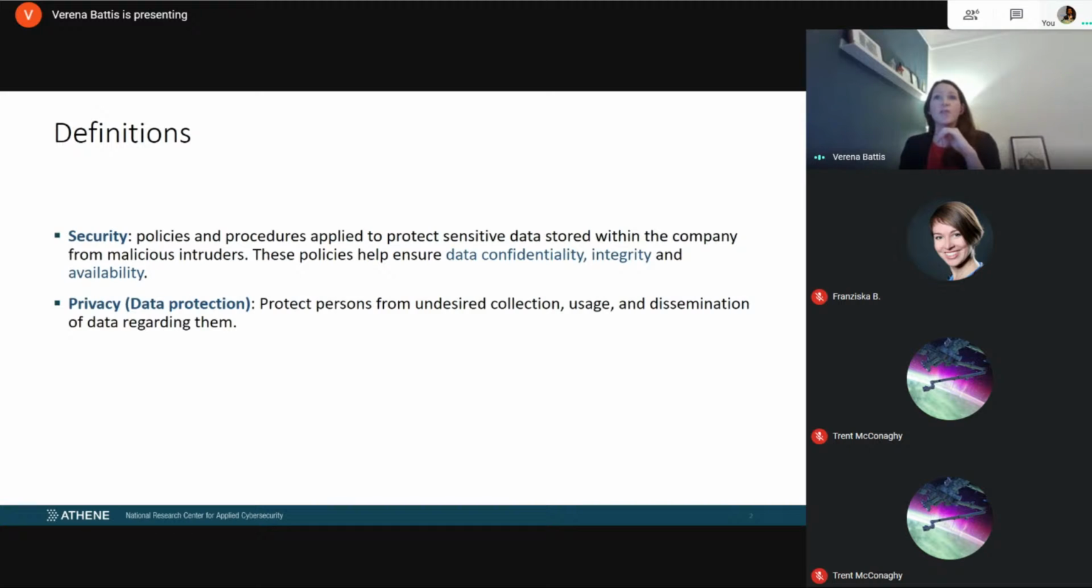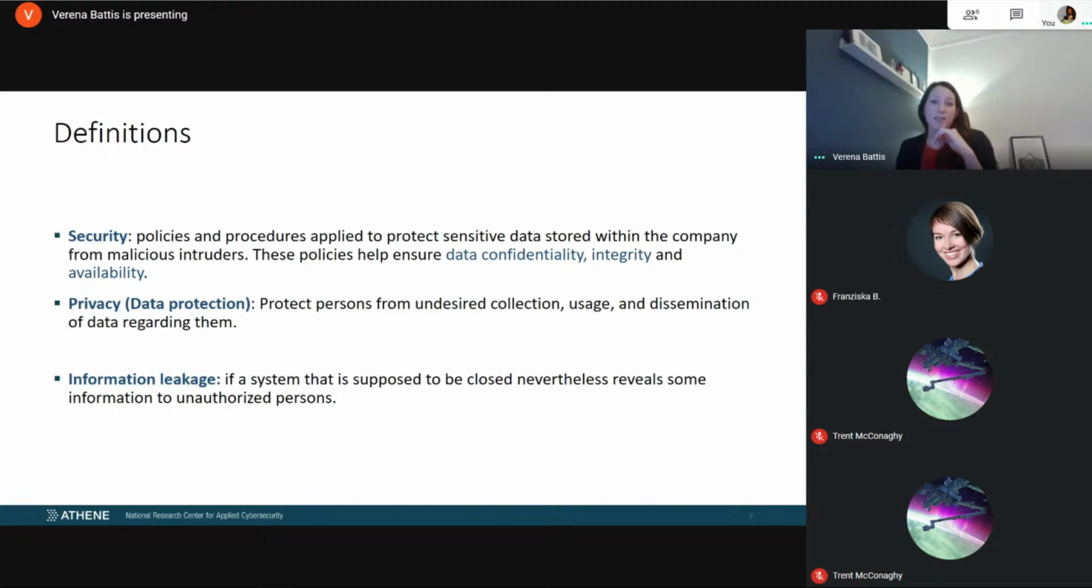On the one hand, sensitive user data can be exploited by malicious identities to steal or to expose personal information about users, which can lead to financial or social harm, for instance. On the other hand, companies can also use this data to learn sensitive personal identifiable information about users without their consent or without their awareness. Further, we have to define information leakage, which is if a system that is supposed to be closed nevertheless reveals some information to unauthorized persons. Hence, privacy leakage is defined as the disclosure of personal data or information.